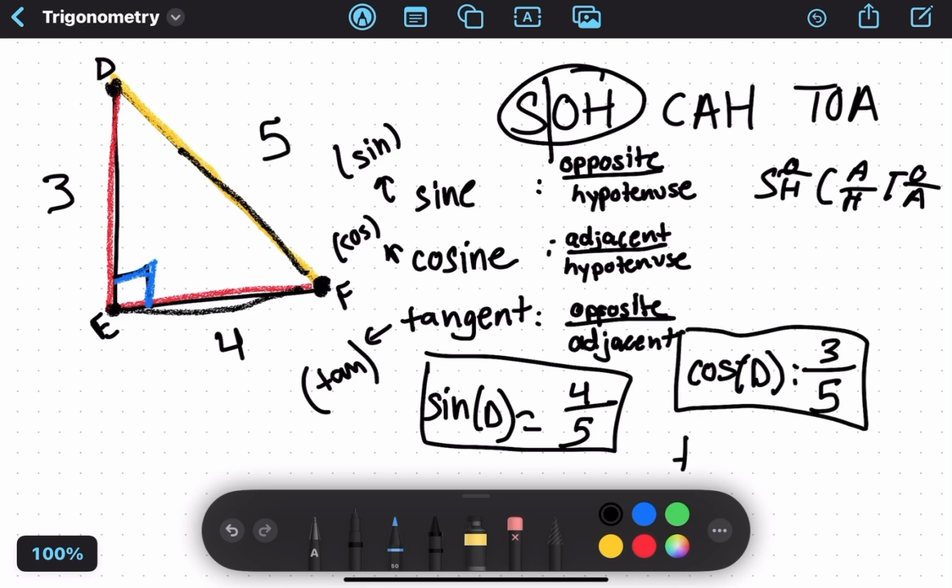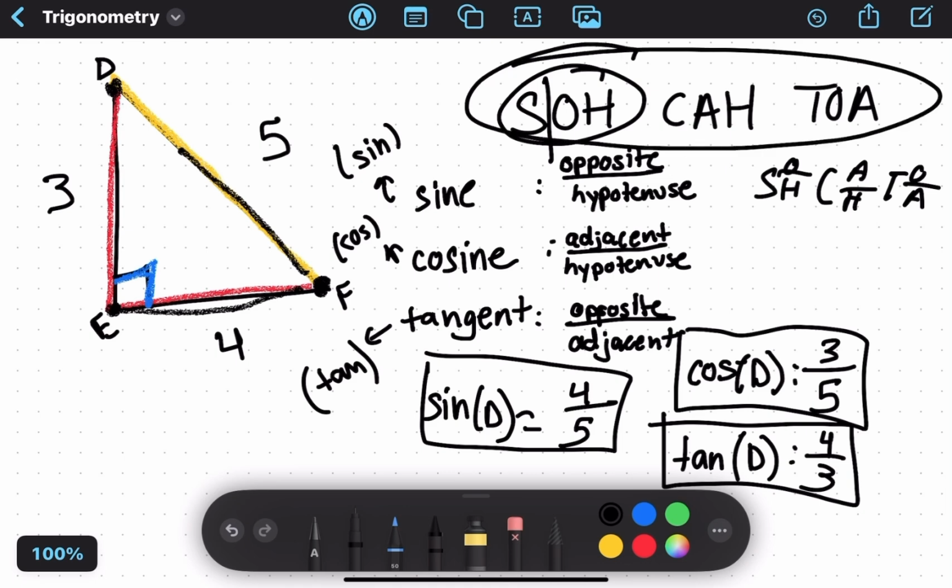And now let's find our tangent of point D. Our tangent is the opposite over the adjacent. So we said the opposite is a length of 4, and the adjacent is a length of 3. So that would be our tangent, 4 over 3. And there we go. It's as easy as that. As long as you remember this acronym, SOHCAHTOA, you are golden. You know a lot about trigonometry if you know SOHCAHTOA. It's very simple to get a grasp of, especially because of this acronym.